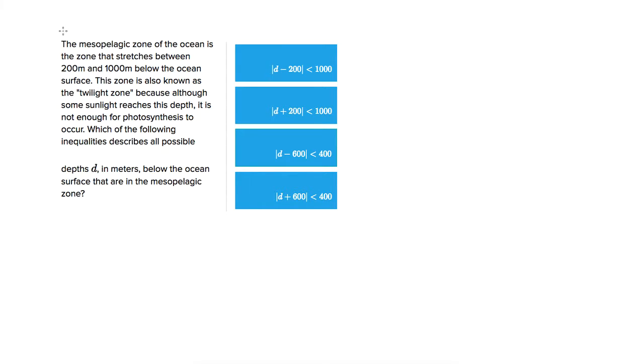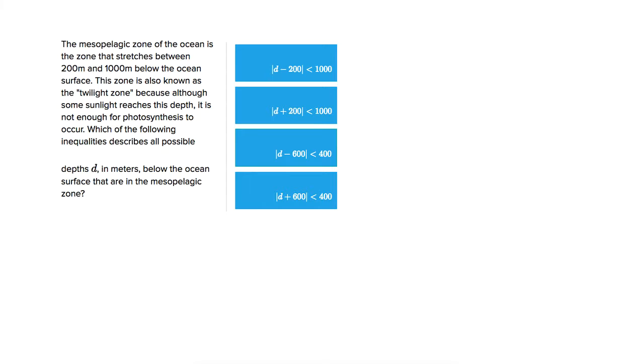The mesopelagic zone of the ocean is the zone that stretches between 200 meters and 1,000 meters below the ocean's surface. This zone is also known as the twilight zone because although some sunlight reaches this depth, it is not enough for photosynthesis to occur. Okay, so that's information we don't need to answer the question.